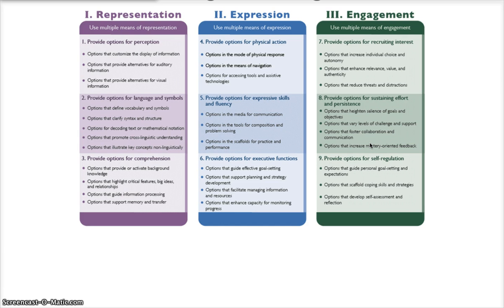Options that guide information processing, so building a step process, also known as a task analysis, that helps students go through the process in a very linear manner. Options that support memory and transfer, so using mnemonic memory tools and devices. So we go on to Roman numeral 2 here, we talk about expression.